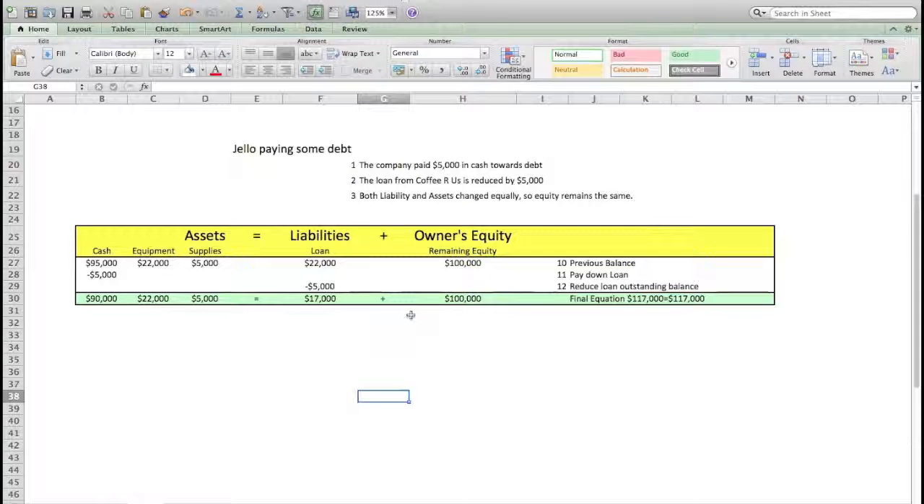On the liability and owner's equity side, you have $17,000 in liability, still owe the Coffee RS $17,000. Still not a happy family life for Jello, but you know, it's better. And $100,000 in equity means that side's at $117,000, and the equation is true and your books are balanced. So the final equation, $117,000 in assets and $117,000 in equity and liabilities.